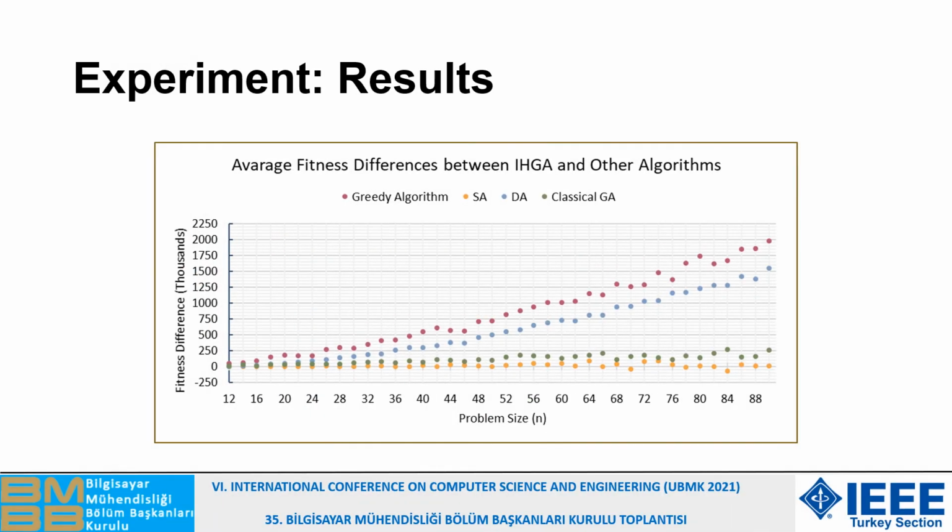Here, the objective value averages of the improved hybrid GA are subtracted from those of the other 4 algorithms, and these differences are plotted as in the chart. As the problem size increases, the gaps between the achieved objective values increase.